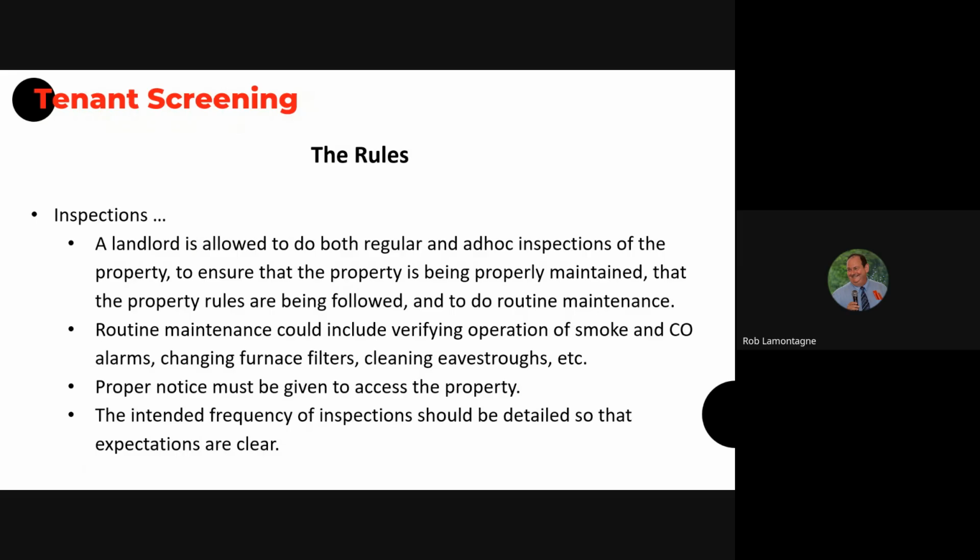And the intended frequency of inspection should be detailed so that expectations are clear. With my tenants, I always did inspections every 6 months. It was right in their lease, and they knew upfront it was going to happen. I still schedule it. I do it when it's convenient for them, and I do it a month in advance. I'll say we're coming up on time for our semi-annual inspection, just want to confirm when is a good time to come and do it with you. And you have an inspection checklist.